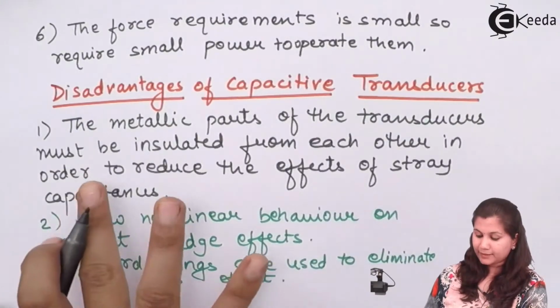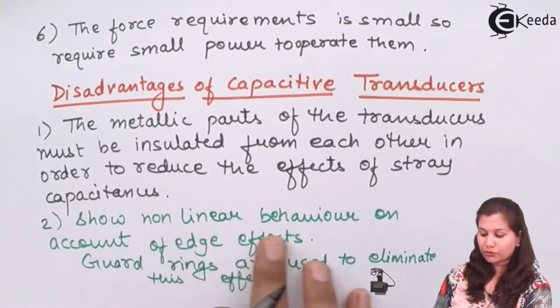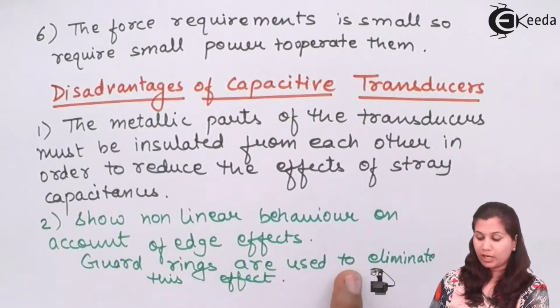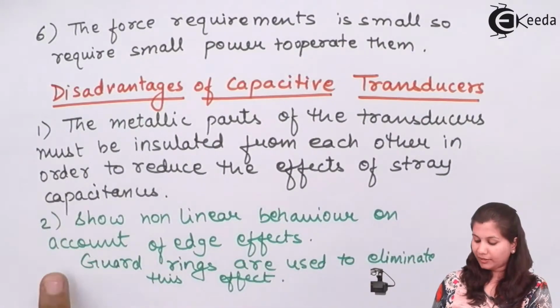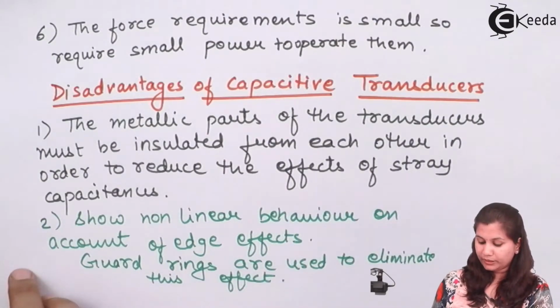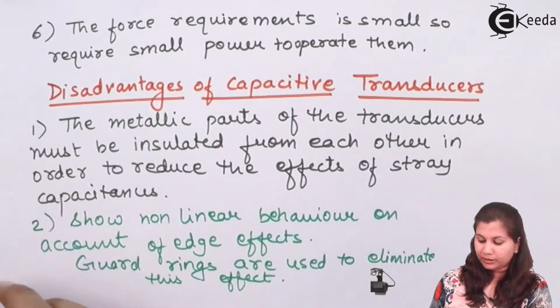Now these capacitive transducers sometimes show non-linear behavior due to the presence of edge effects. To reduce these effects, guard rings are used to eliminate this effect. So that is also a disadvantage, that the capacitive transducers show non-linear behavior on account of the edge effects.